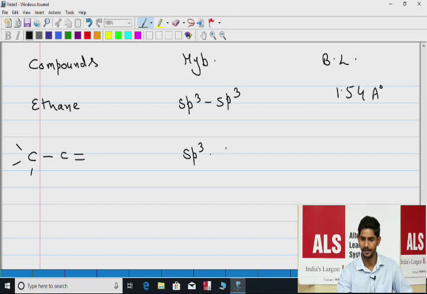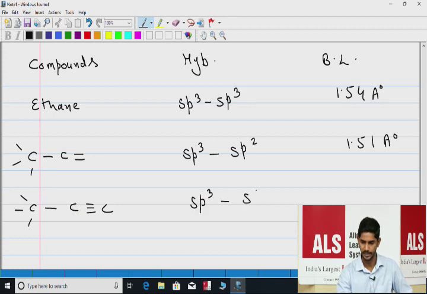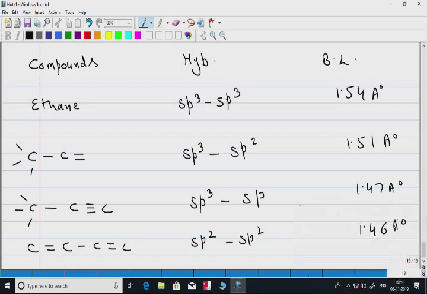Now, look at this. sp3 and sp2. This one will become 1.51 angstrom. sp3 sp, 1.47 angstrom. sp2 sp2, 1.46 angstrom.